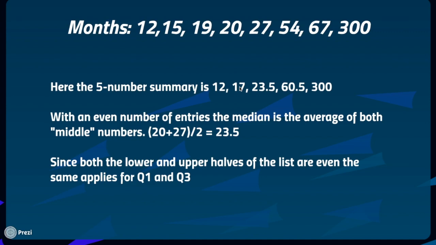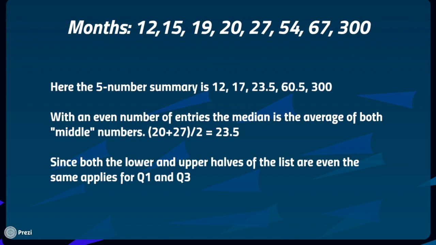Multiply by 1.5, and it tells me that my maximum whisker length is 65.25. The next step is to take Q1, which is 17, and take away 65.25. So my lower fence sits at negative 48.25. There's no relationship here that is below negative 48 months, so I know that there aren't any outliers to the left.